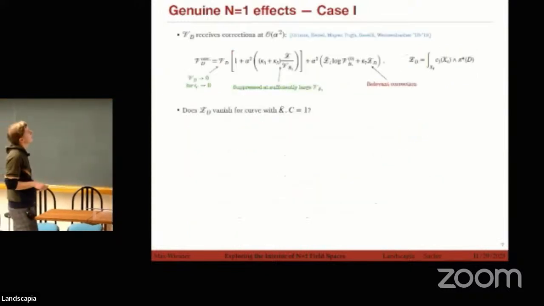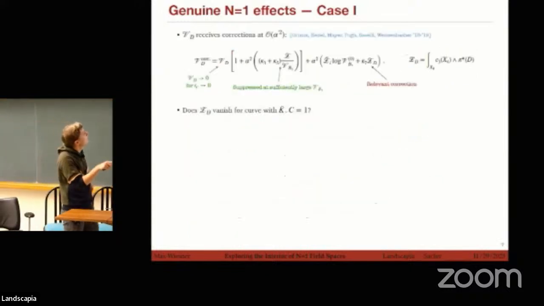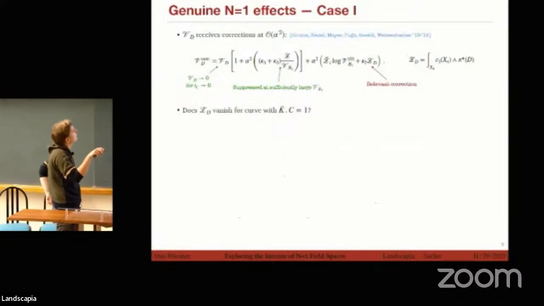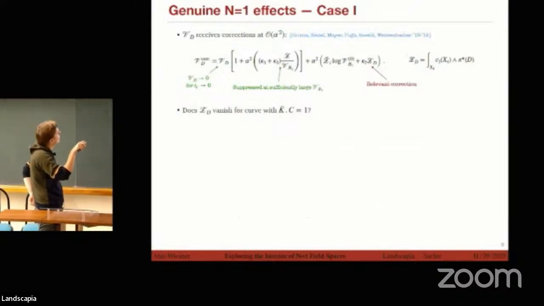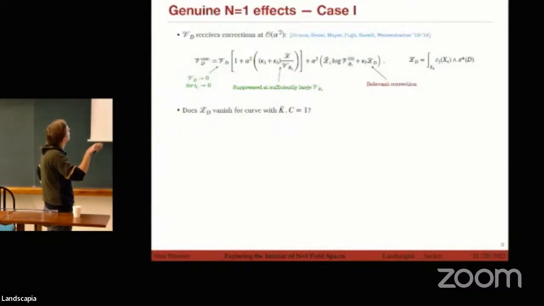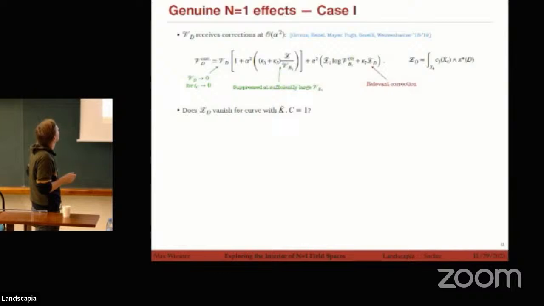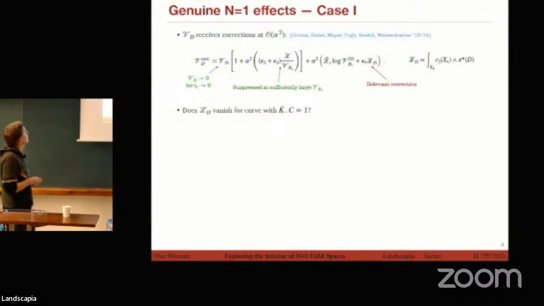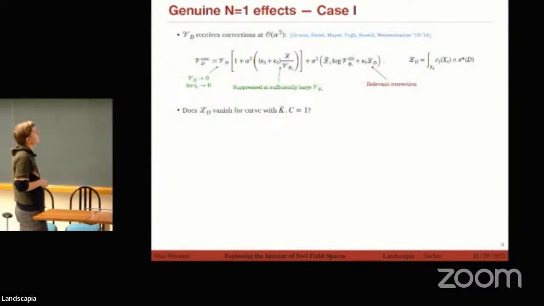So here I have it again. So the question is, of course, if this correction is there, then we see, okay, actually our classical geometric picture breaks down because this correction becomes large and becomes way larger than the classical regime. So does this coefficient vanish for a curve which satisfies this?